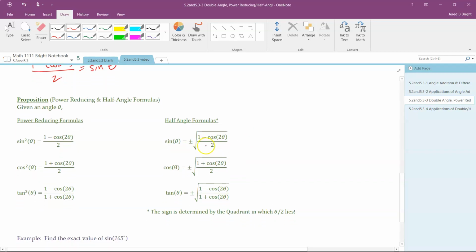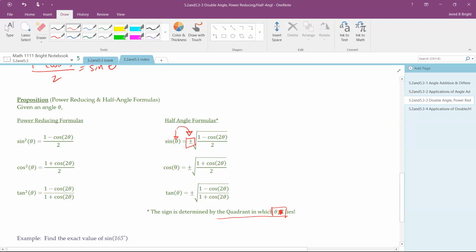Okay, so the only thing is that when you're working with the half angle formulas, you need to be careful because, again, you introduce a square root when you took the square root, right? So there is a plus and a minus here. You need to decide which one based on the quadrant where this theta over 2 lies. Or rather, in this case, it would just be where theta lies. Okay, so wherever this angle is, that determines the sign in front of the square root.